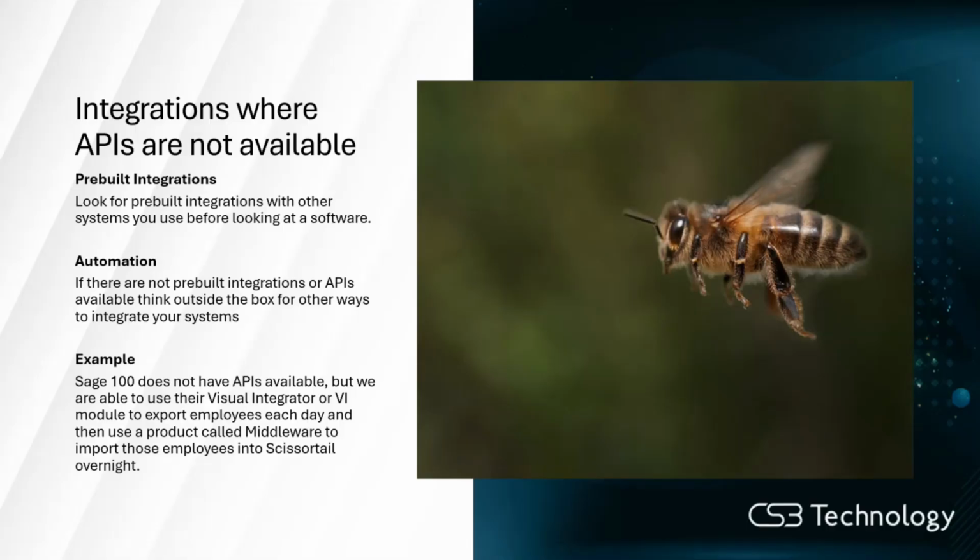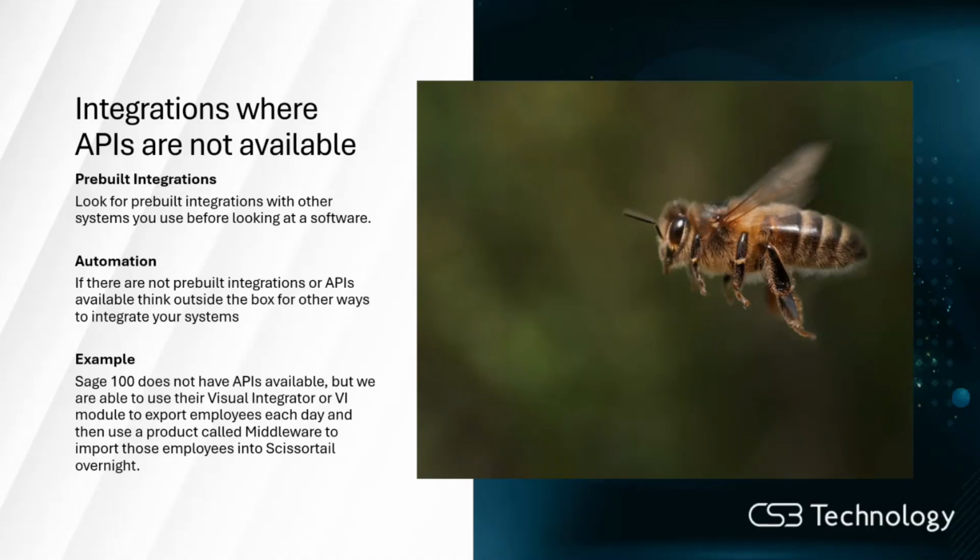existing tools to automate. For example, with Sage 100, it lacks APIs, but we can utilize their Visual Integrator module, or VI, to export employee data nightly, then have middleware import it straight into Scissortail overnight, and that integration is achieved. It's a creative way to solve the problem by leveraging available tools to have data flow between the systems seamlessly without having people having to touch it and without an API.